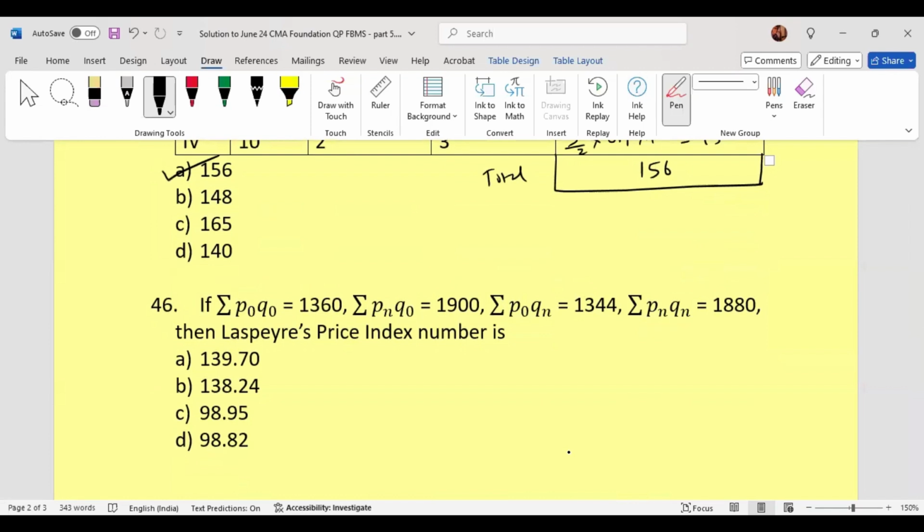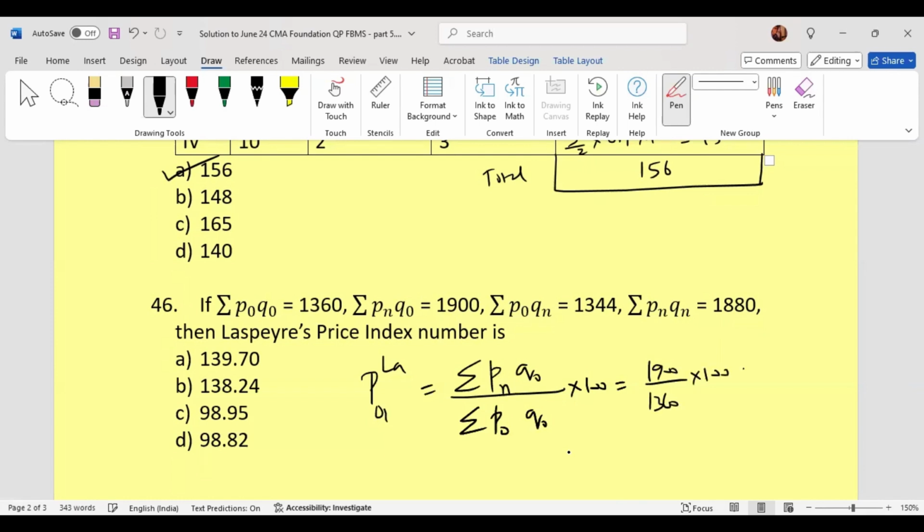46th question: if sum P0Q0 equals 1360, sum PnQ0 equals 1900, sum P0Qn equals 1344 and sum PnQn equals 1880, then find the Laspeyre's price index. The formula for the Laspeyre price index is summation PnQ0 divided by summation P0Q0, multiplied by 100. PnQ0 is given as 1900 and P0Q0 is given as 1360, multiplied by 100. If we calculate this, we will get 139.7. That means the option is A.